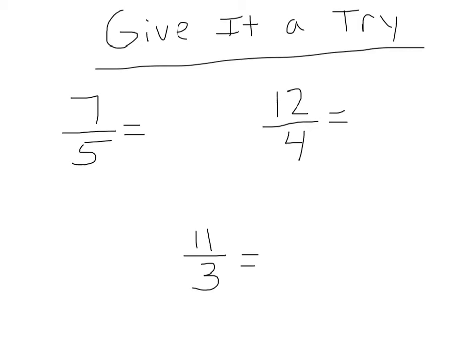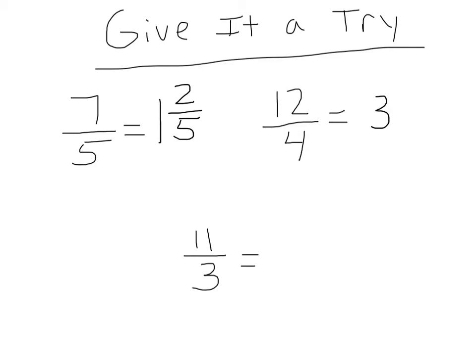Okay, now let's check your work. For the first one, 7/5, I know that 5 goes into 7 one time, and I have to do 7 minus 5 equals 2. That's my numerator, and I keep my denominator the same. So my mixed number now is 1 2/5. Over here for 12/4, I know that 4 goes into 12 3 times. That goes in evenly, so my answer is actually 3.